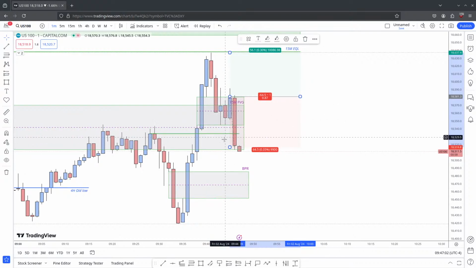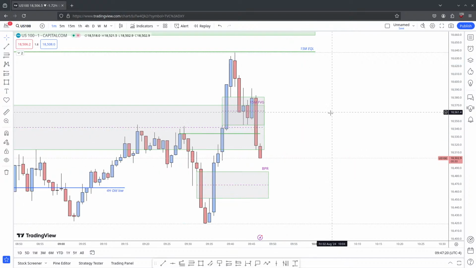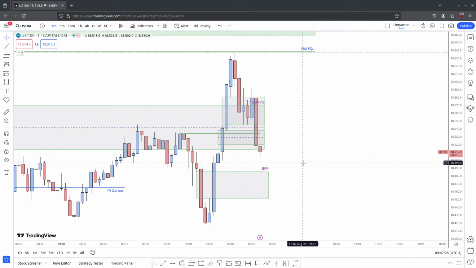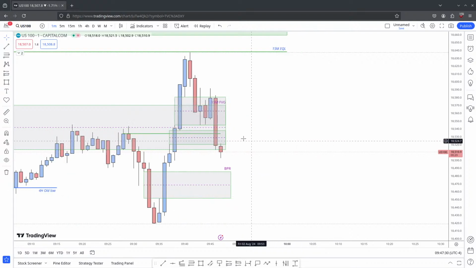Unless you really want to put the stop below that breaker block there. Which in this case, if that was the case, then you would just exit it now because we're still pushing out lower on that one heavily. So that's a couple of different ideas as well for you.